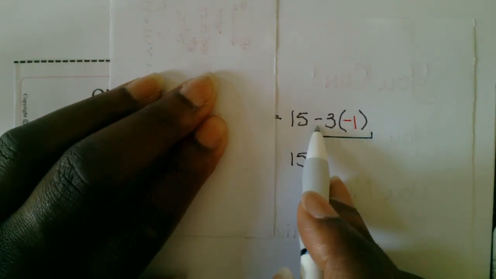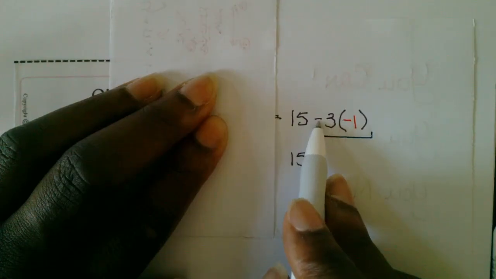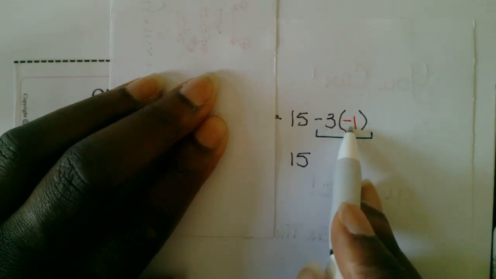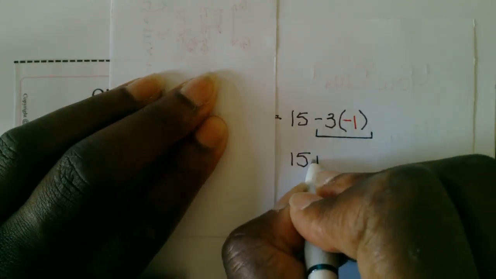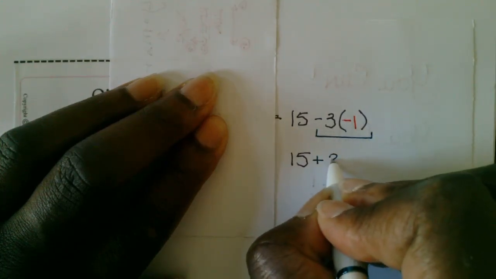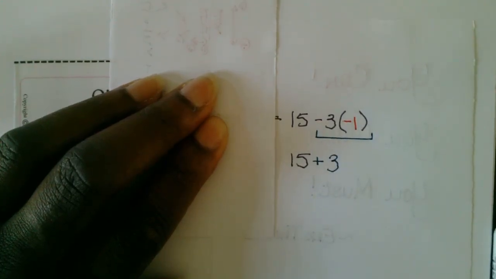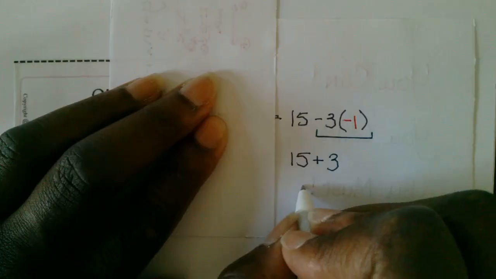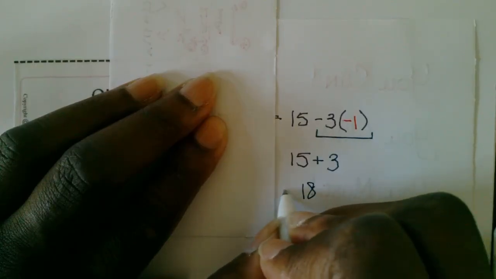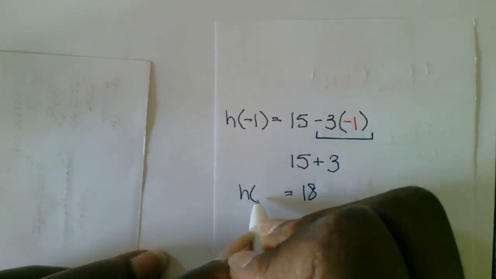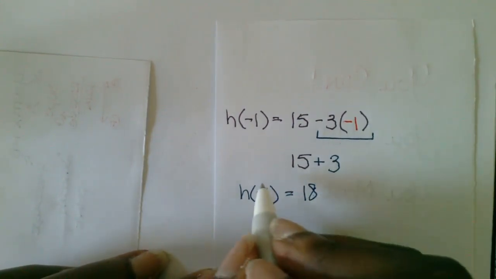As soon as we go right into the evaluation part, boom, that's not a minus sign anymore. It's a negative 3. So two negatives will give me a positive. And then 3 times 1 will give me 3. Alright? So now, 15 plus 3, that will give us our 18. So that means the h of negative 1 is 18.